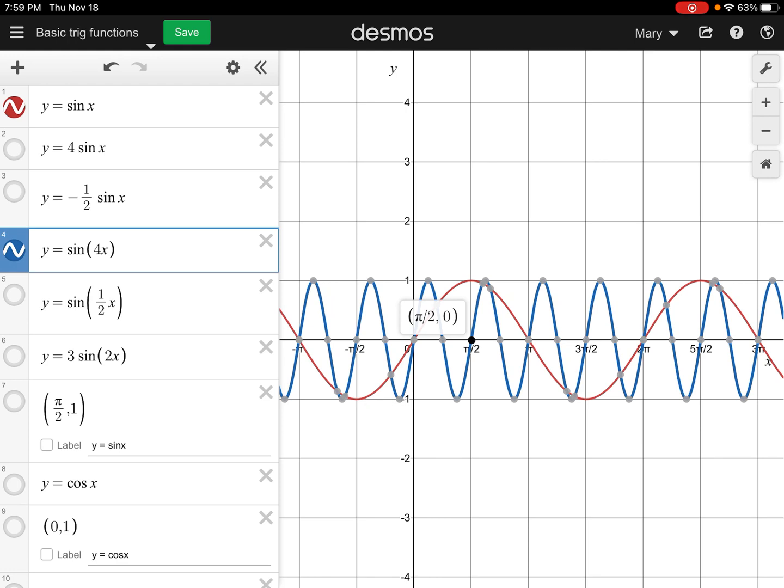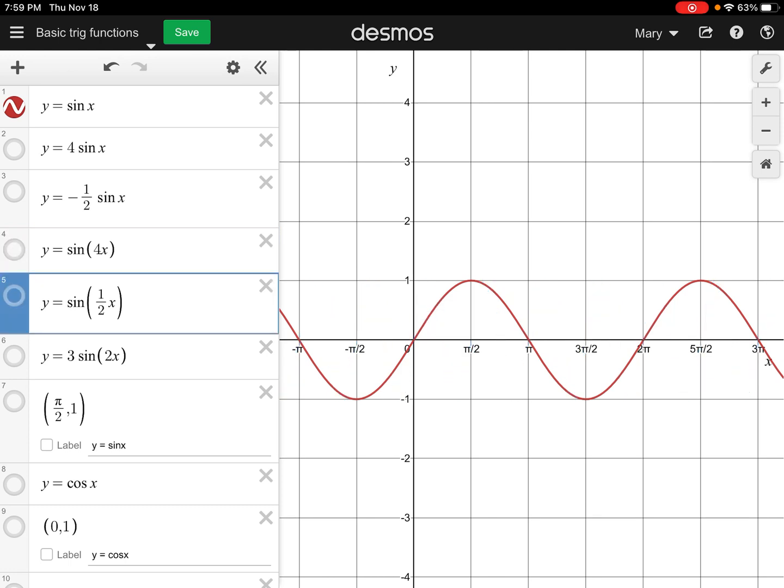And so let's look at the next one. That graph was very tight. The graph got squished in. So in class today, that would have been like a higher note, because the frequency was higher. It was repeating itself more often. Whereas if I do this one, sine of 1/2 x, it's longer.